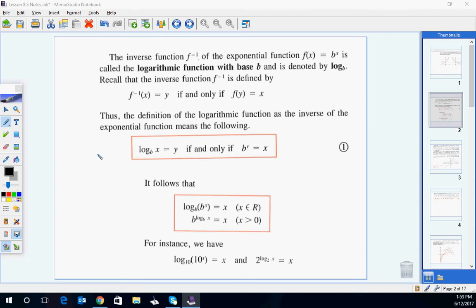So what I'm saying is the inverse. We know this is y, and we switched x and y here, we'd have, which is what a logarithm is. That right there. So logarithms are the inverse of exponential functions. Okay, so then it also follows the idea that log b of b to the x is x.